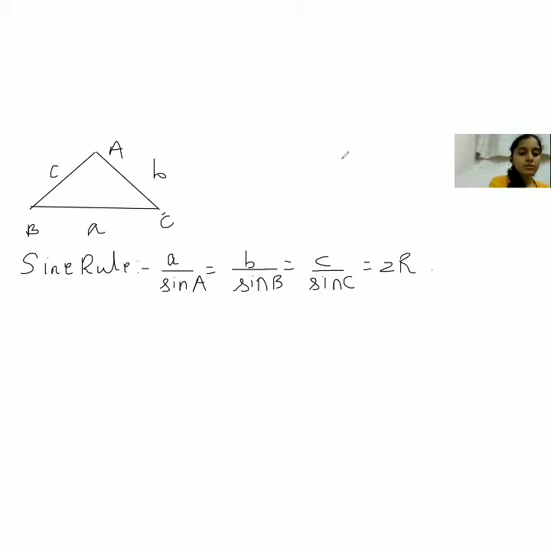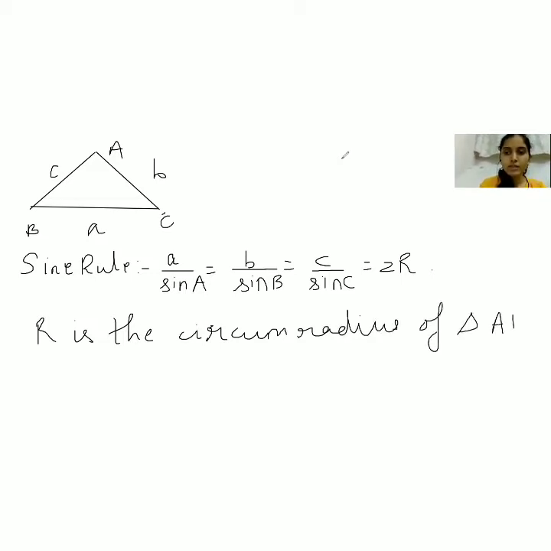R is the radius of the circumcircle, so R is the circumradius of triangle ABC. The sine rule says a upon sine of capital A, b upon sine of capital B, and c upon sine of capital C are equal to each other, and equal to 2R. We have to prove this, so let us begin with the proof.